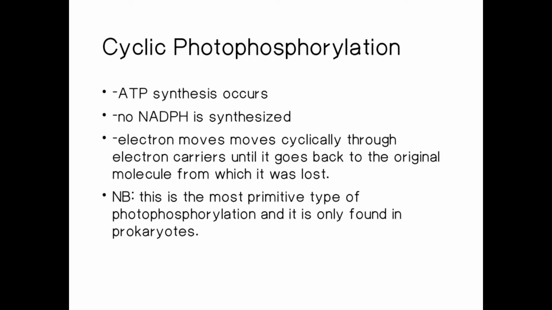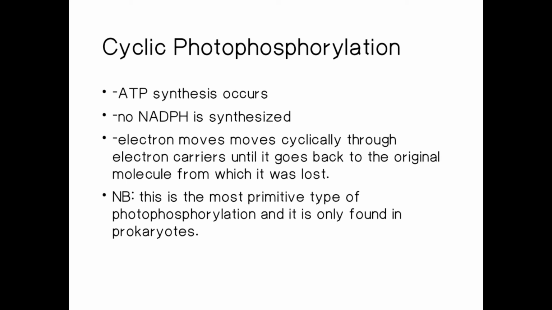However, in cyclic photophosphorylation, a chlorophyll molecule will lose an electron. Let's say chlorophyll A will lose an electron. When it loses an electron, that electron will go into electron acceptors and then move through a series of electron carriers, and then it will come back to the chlorophyll molecule from which it came. So that means, in other words, it has moved in a circle. When you move, no matter how long the distance, as long as you go back to the same point, you have moved in a circular pattern.